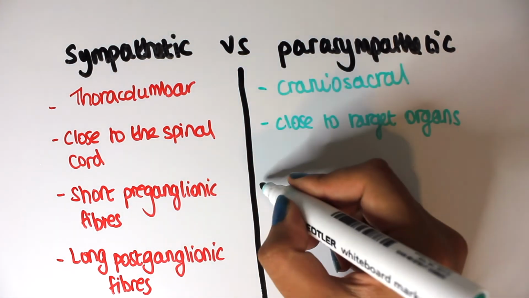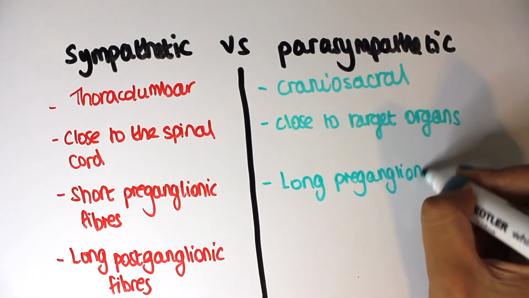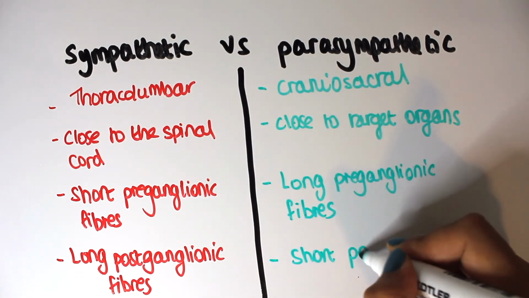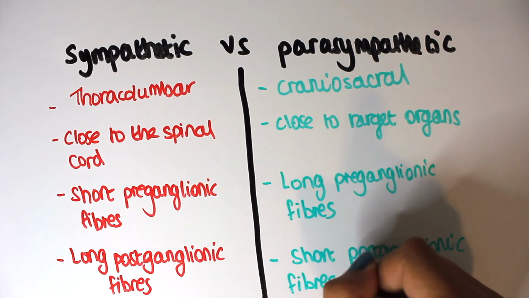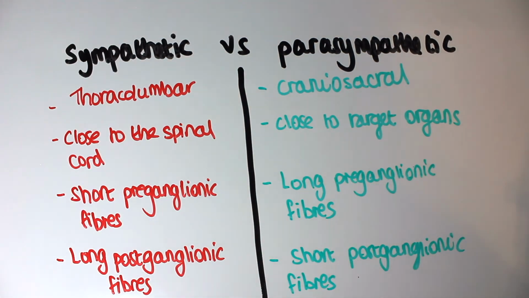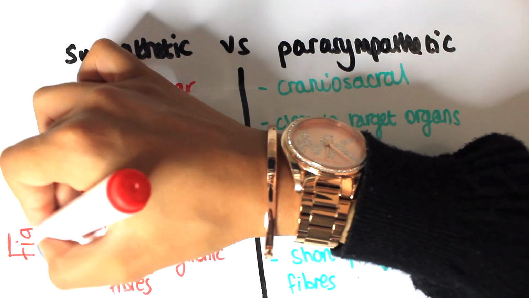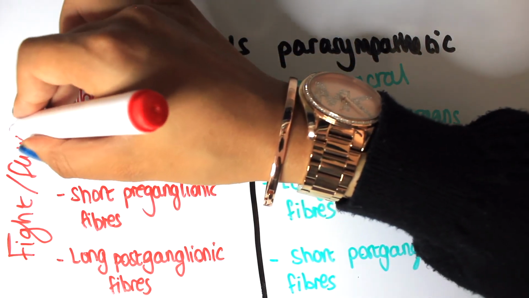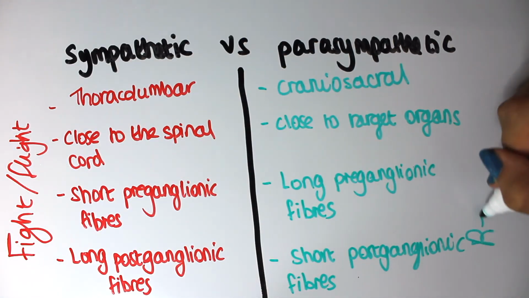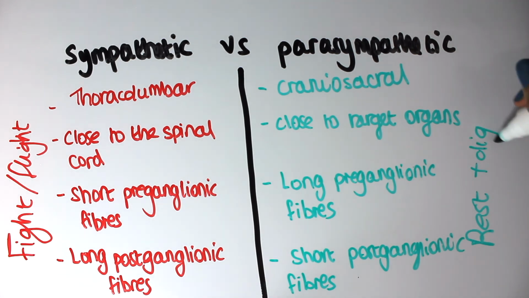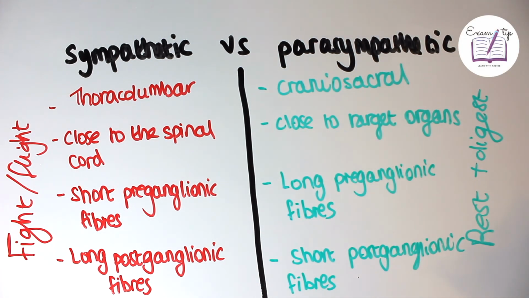And in the parasympathetic nervous system, the preganglionic fibers are longer to reach or go into the effector organ, and the postganglionic neurons are shorter. And remember, sympathetic, fight or flight, parasympathetic, rest and digest. So yeah, learn the differences as they often creep up in exams.